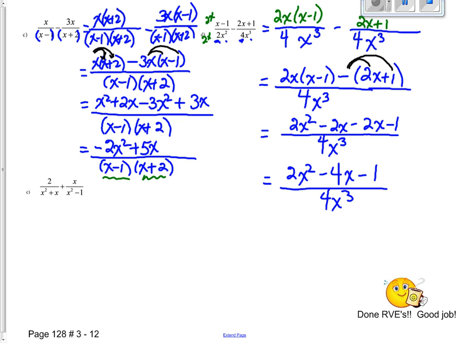My common denominator gives me my restrictions. I can never have a 0 on the bottom. That means that guy cannot be 0. There's my restrictions.